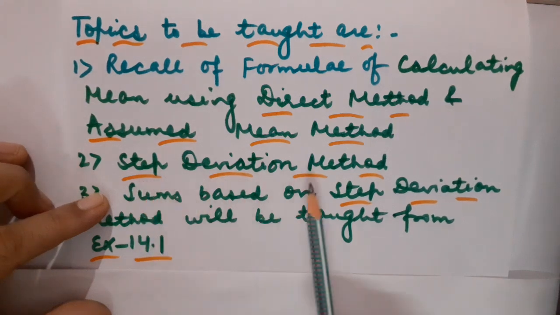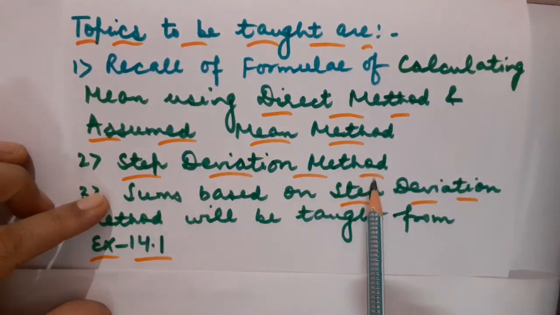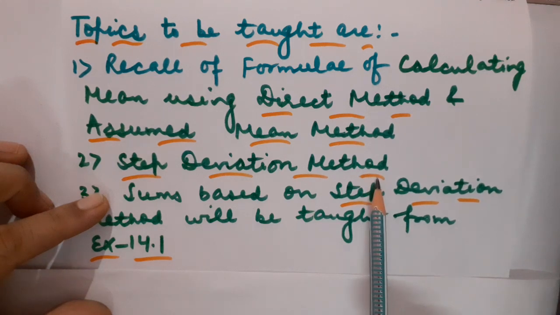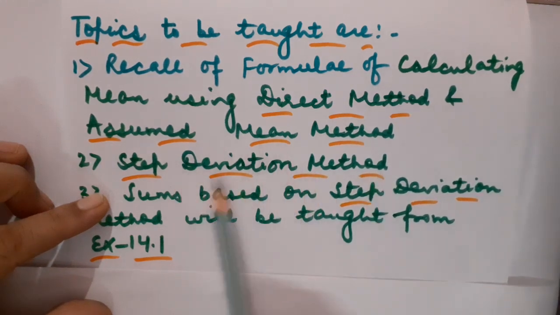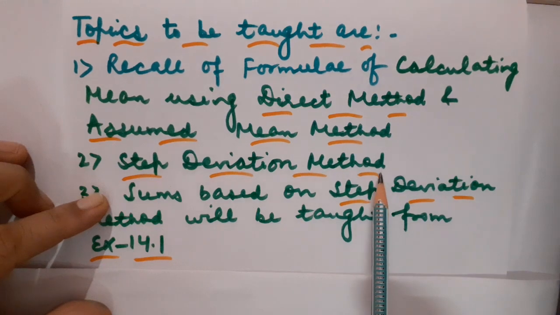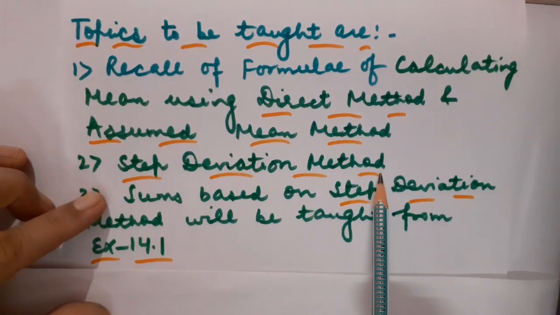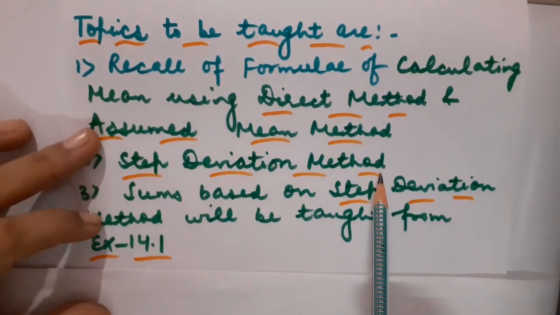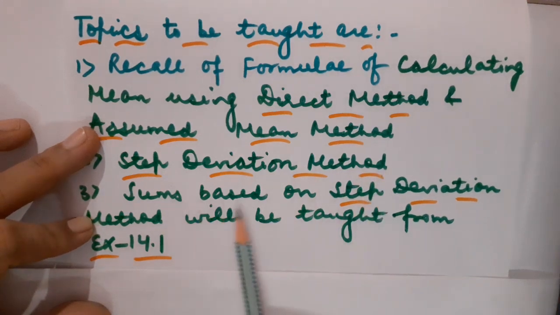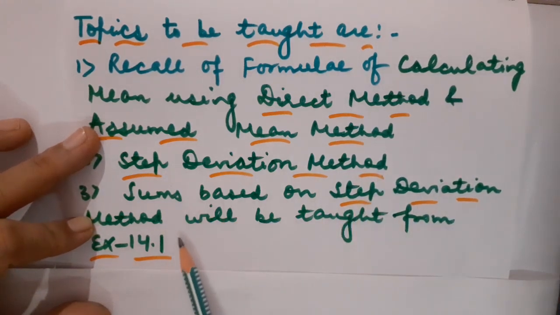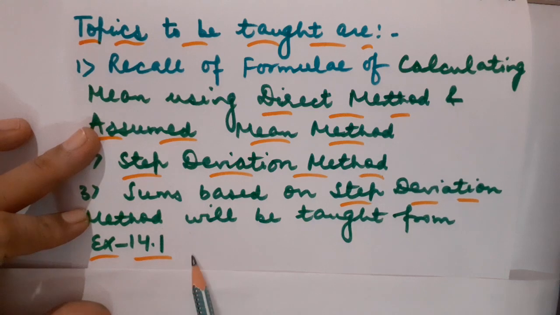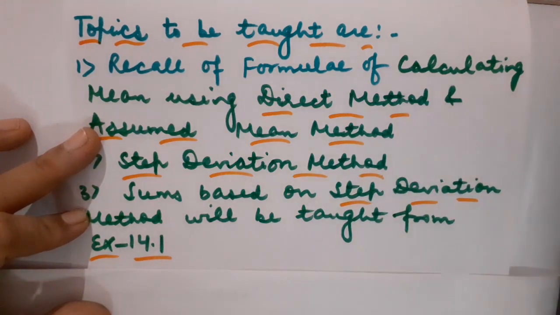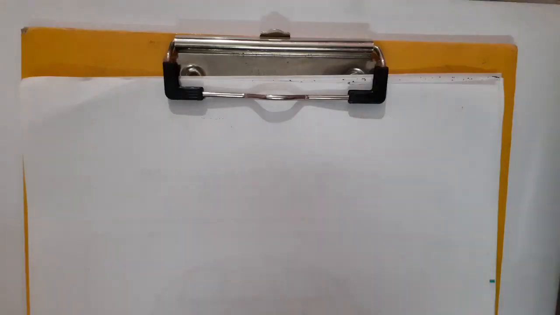Children, after that I am going to explain you today a new method, that is step deviation method, to calculate arithmetic mean. This is the third and the last method to calculate arithmetic mean. Fine. And children, after that we will be doing some sums based on step deviation method from exercise 14.1. Got it? So children, let us start today's class.